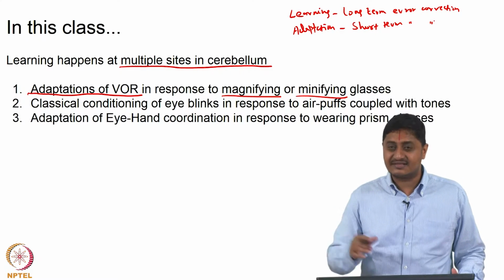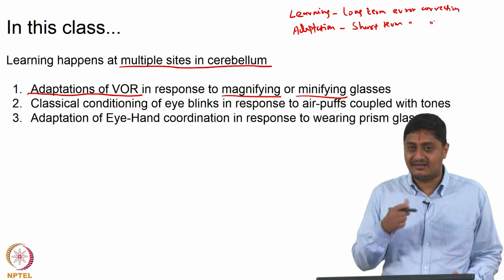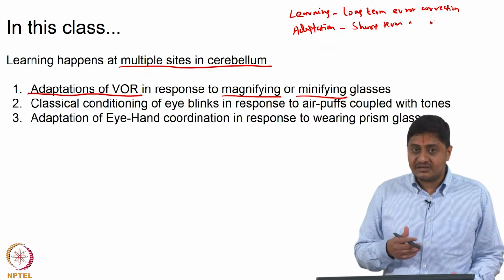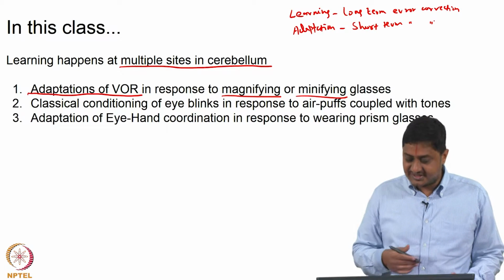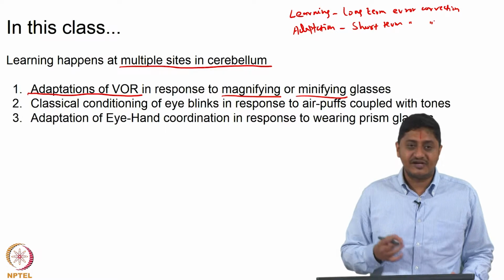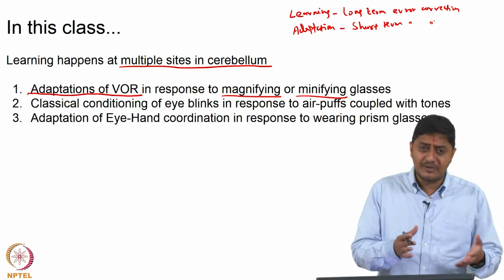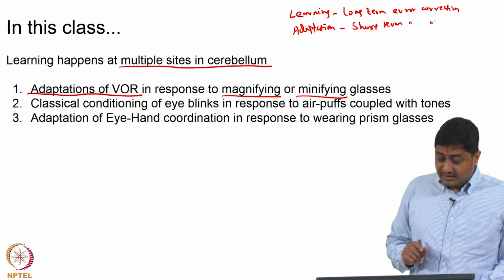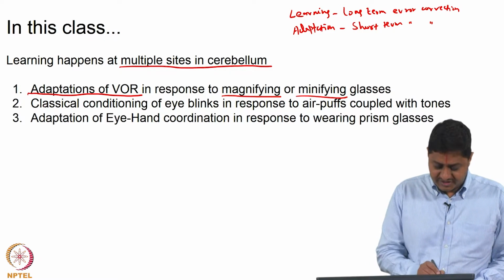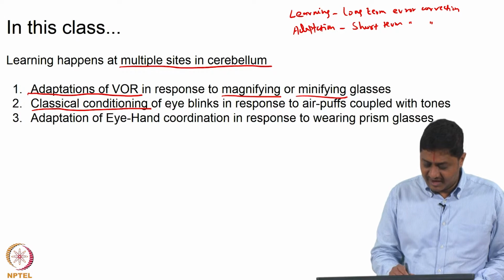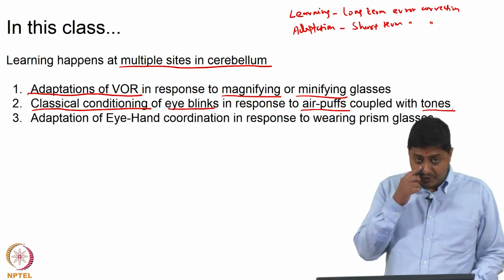You are learning a skill that is relatively long term, for example learning tennis, right, that is a skill that you learn. Adaptation refers to responses to perturbations such as wearing a magnifying or minifying glass, wearing a prism glass, etc., and or response to force field perturbations, etc., right. Then another approach for studying this is classical conditioning of eye blinks in response to air puffs that are coupled with tones. So, the experimental approach is the following.